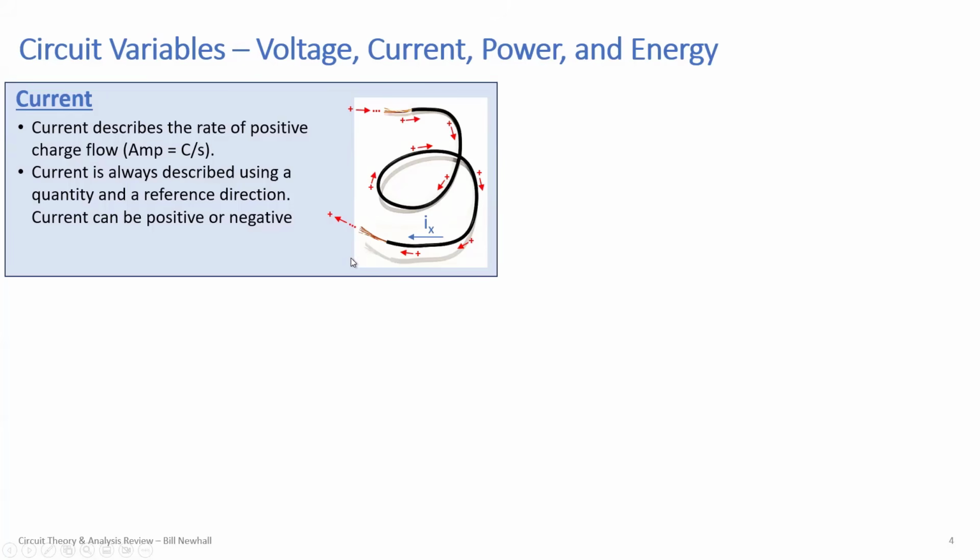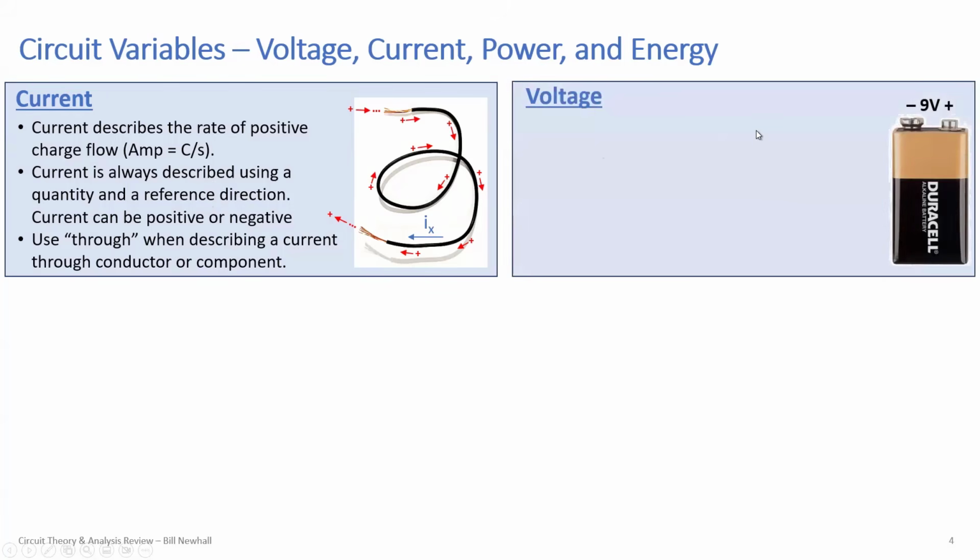And when you talk about current, use words like through, right? Use through when describing current. So current usually flows through a wire, a conductor, a component.